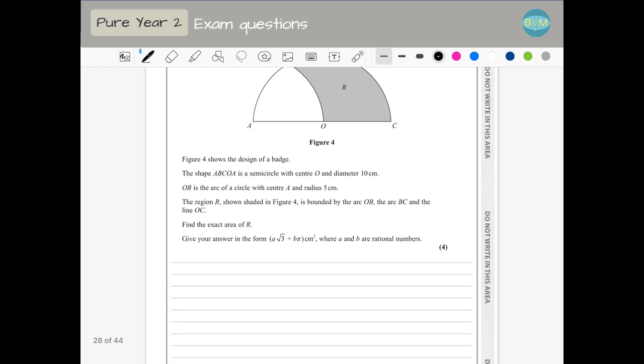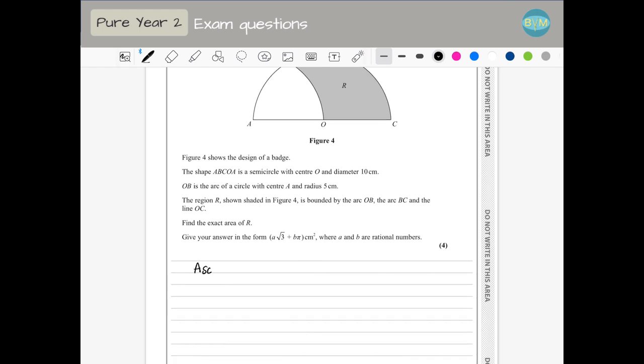The area of the semicircle, I'm going to write as C, is going to be pi r squared divided by 2 because it's half the circle. And we know the radius is 5. So it's going to be 25 pi divided by 2.